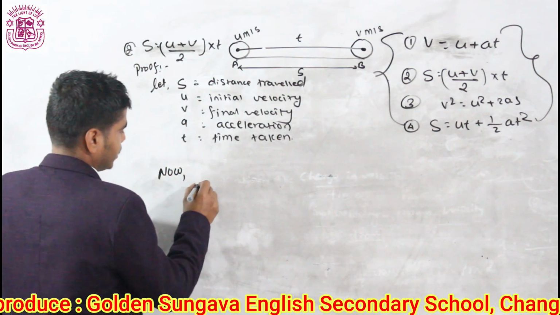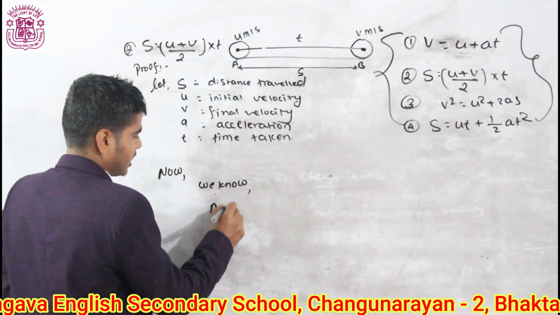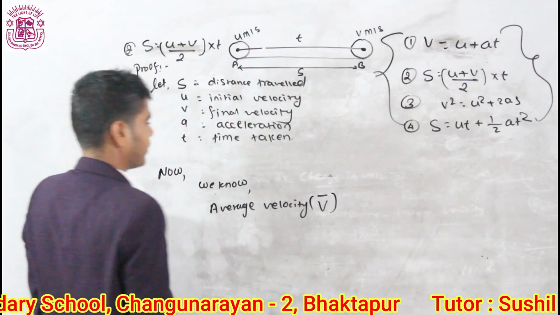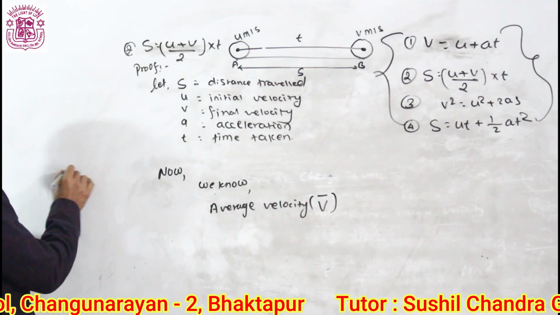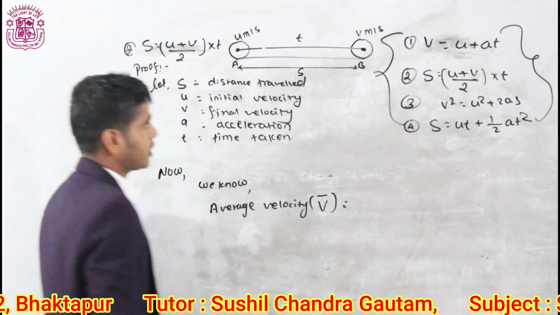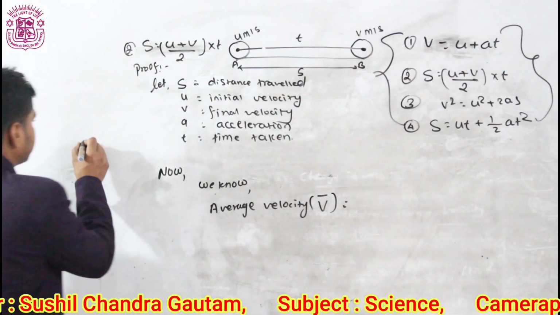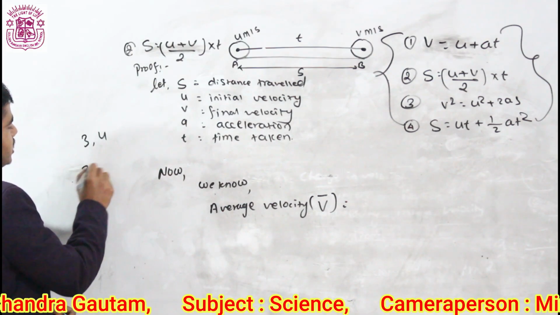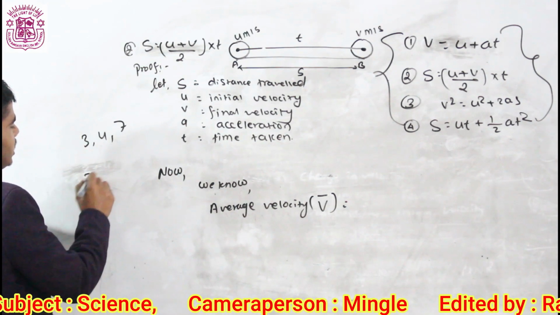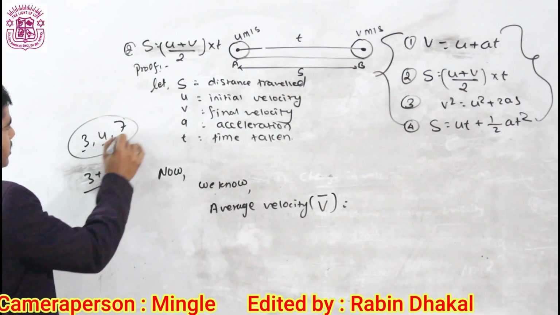Listen to me. We know what average velocity is. Average velocity, v bar. Average means mean velocity, like x bar, but v bar for velocity. How many types of velocity do we have? Two types, initial and final velocity. While calculating the average of 3 and 4, what will you do? 3 plus 4 divided by 2. If there was 3, 4, 7, what will you do? 3 plus 4 plus 7 divided by 3.